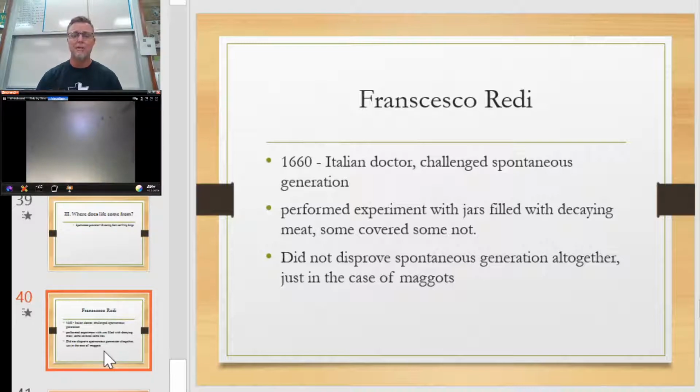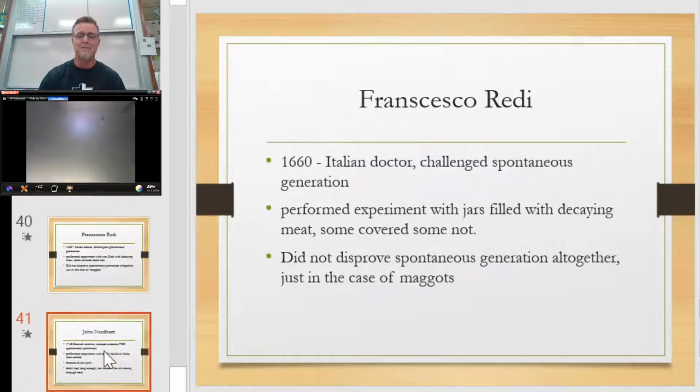So that told him, you know what? Maggots aren't actually being born out of the meat. Maggots are actually coming from flies. The flies, when they couldn't come in contact with the meat, just laid their eggs on the burlap lid, and that's where the babies were hatched out, right? So this disproves spontaneous generation for big stuff, like flies. But that wasn't the end of the story.